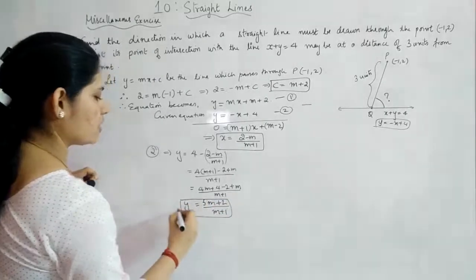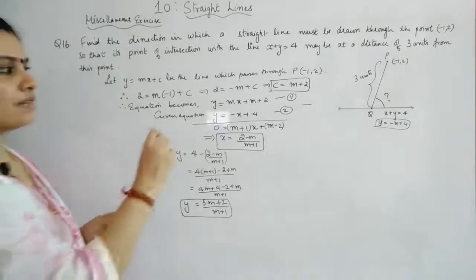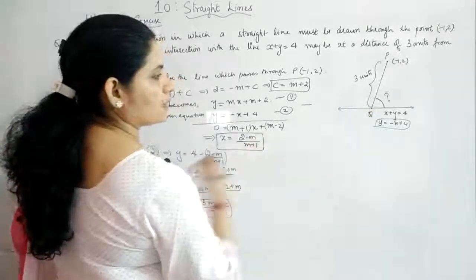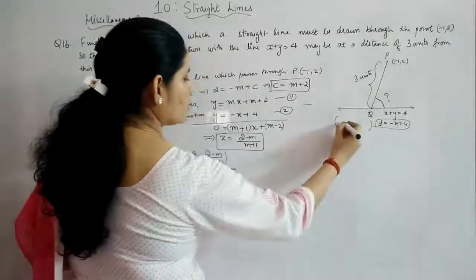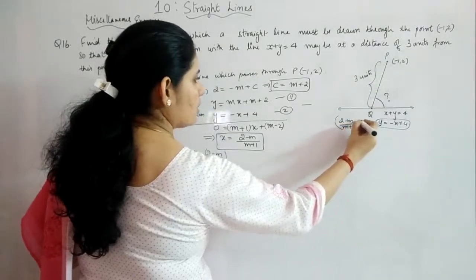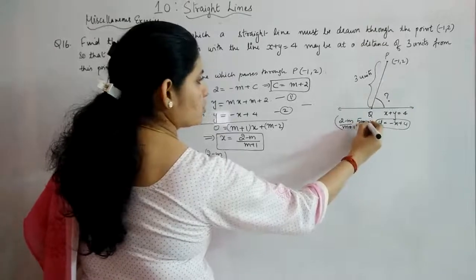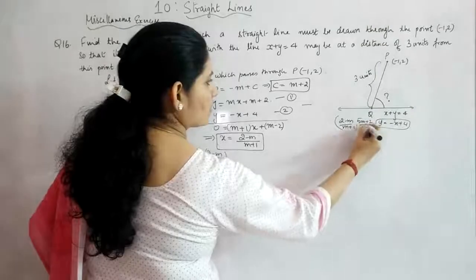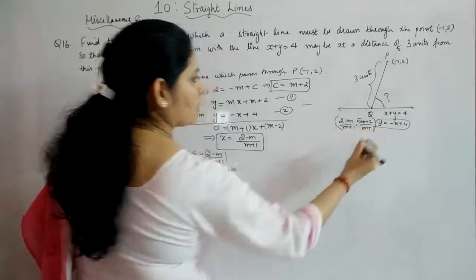Now since we got x and y values, that will be the point of intersection, that means Q. The point Q will be 2 minus m by m plus 1, comma 5m plus 2 by m plus 1.